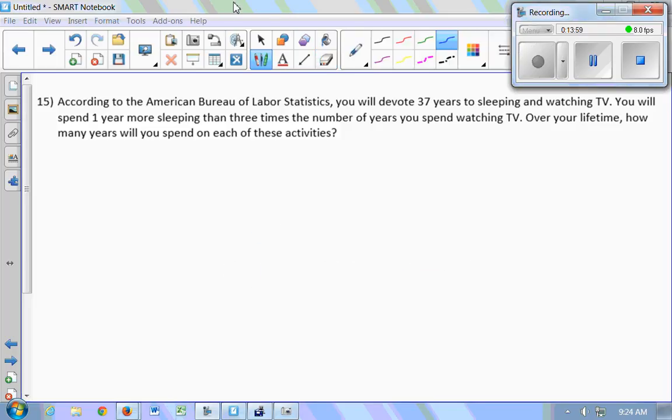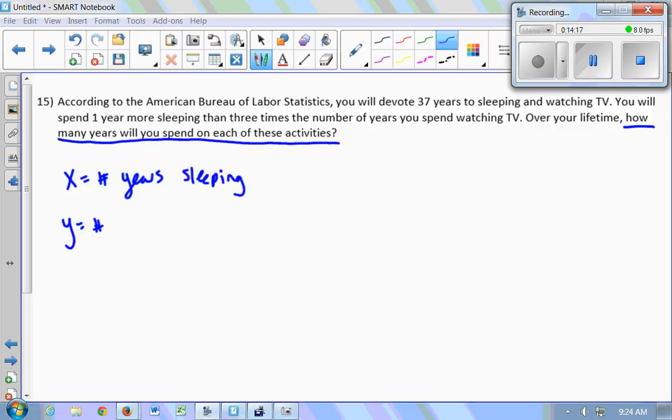Okay. So first, let's narrow in on the question. How many years will you spend on each of these activities, sleeping and watching TV? So let's let X be the number of years sleeping and Y be the number of years TV watching. Okay, so together, that's 37 years. So I know X plus Y is 37.